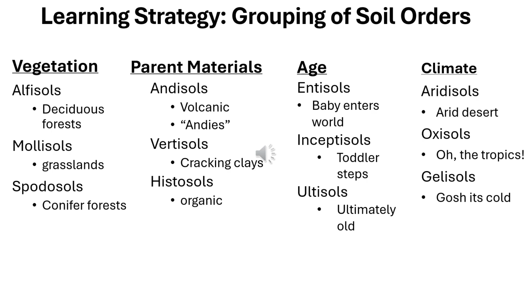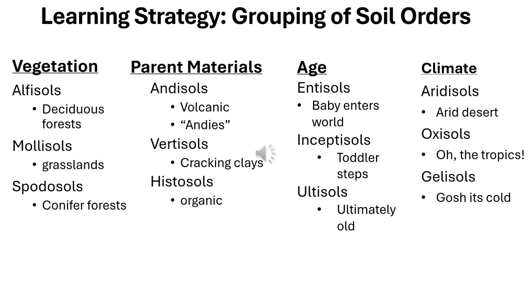So as mentioned before, there's 12 orders. Now, just to memorize 12 orders and all the details was difficult for me as a student. So I looked at them in these categories and learned them in smaller chunks. So I have these four categories of vegetation, parent materials, age, and climate. And each one of those has three.